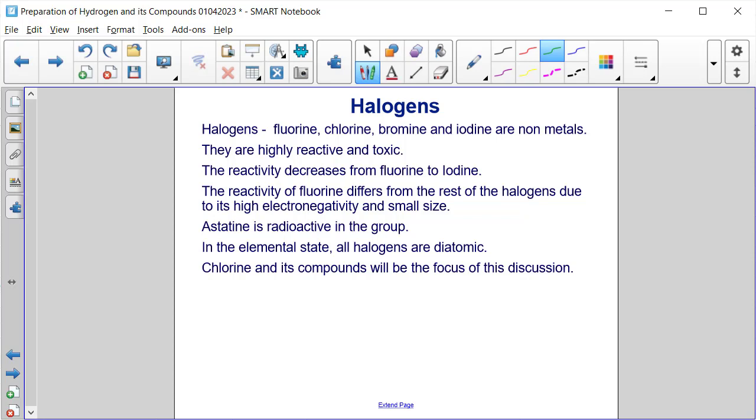The reactivity of fluorine differs from the rest of the halogens due to its high electronegativity and small size. Astatine is radioactive in the group. In the elemental state, all halogens are diatomic. Chlorine and its compounds will be the focus of this discussion.